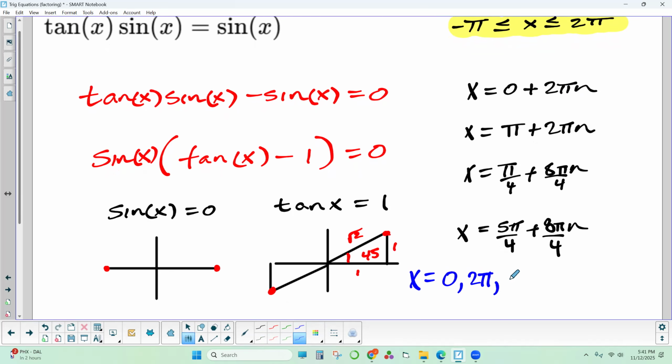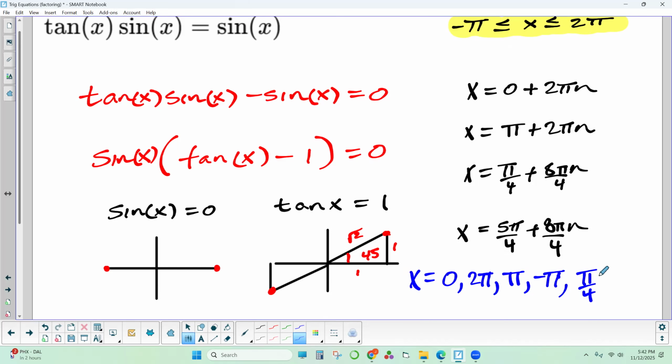Then I'll look at pi, which is definitely in our interval. If I subtract 2 pi, I'm at negative pi, which is also included, so I can add that one. But if I add 2 pi to pi, I'm at 3 pi, which exceeds our interval. So I stop there and go to my next angle, pi over 4. Pi over 4 falls into my interval. If I subtract 8 pi over 4, that's negative 7 pi over 4, which goes too far into the negative. But if I add 8 pi over 4, I will exceed 2 pi, so that's not going to work.